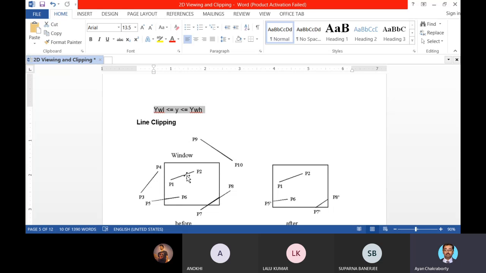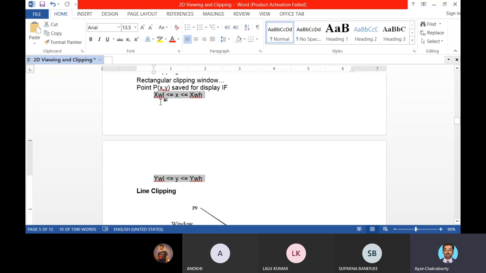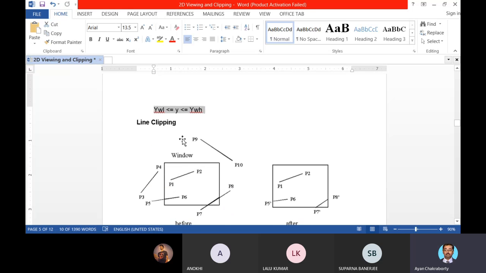Now we will test individually all of these points. First we will go for P1 and P2. We will check the coordinate of point P1. If the coordinate of point P1 is x1 and y1, then we have to check that x1 is within the range of XWL and XWH, and y1 is within the range of YWL and YWH. Then the point P1 will be inside the window frame.